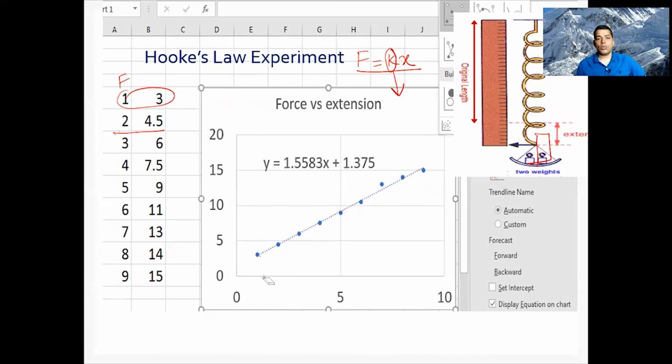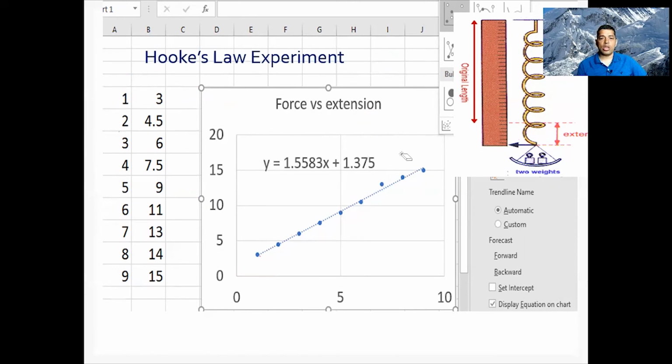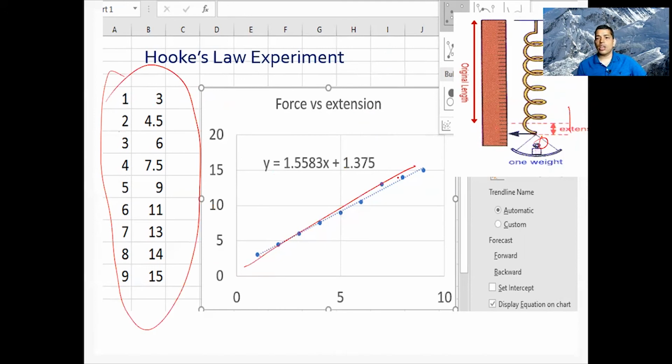So in the lab, you will be given a spring, and you do the experiment, meaning keep on adding weight on the pan and measure the extension and get a data set like this, and plot the straight line. And the slope of the straight line happens to be the spring constant. Okay, this is what you need to do in a lab.